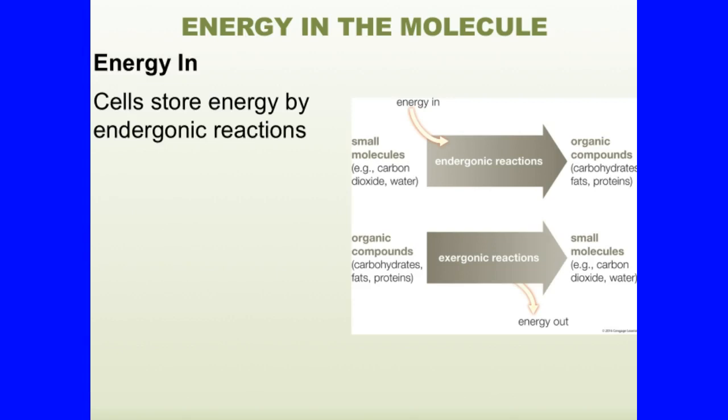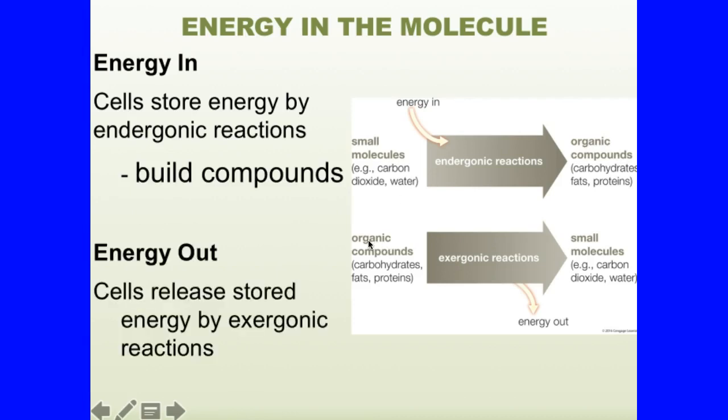Here's also a nice little diagram showing energy in. Here are your smaller molecules. Energy comes in and makes them into much larger organic molecules. They build compounds up. The opposite, energy out, or an exergonic reaction: you have the larger molecules at the beginning of the reaction, and then there's a loss of energy out, and the breaking of those larger molecules into smaller molecules. That's breaking those compounds. That's an exergonic reaction.